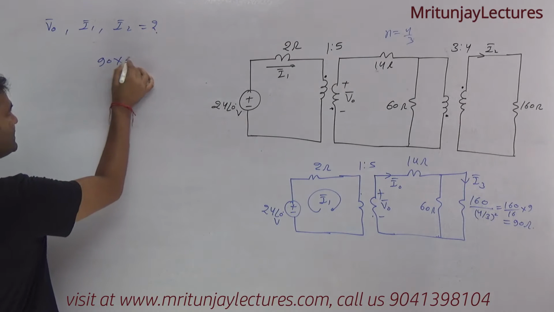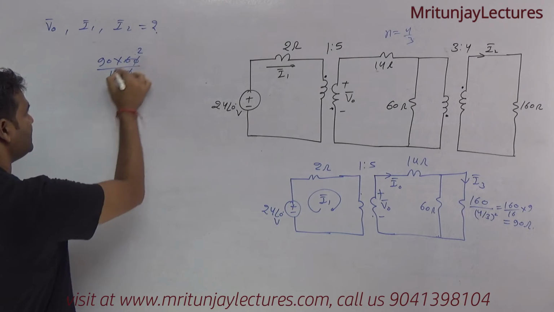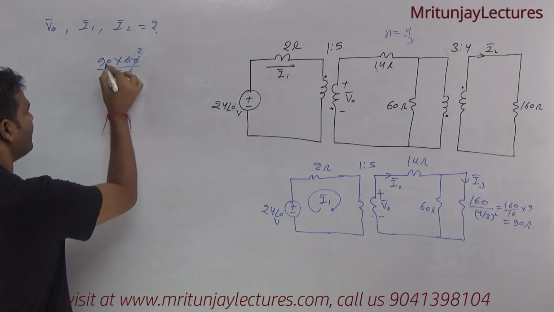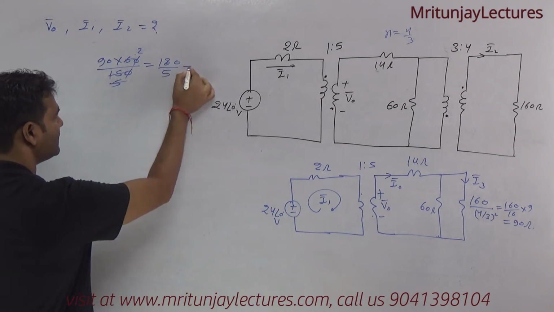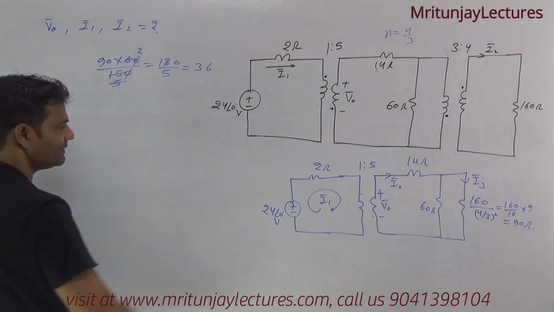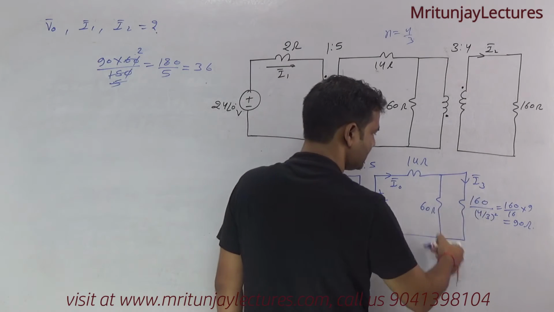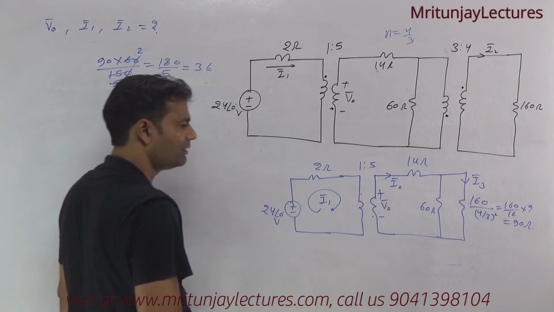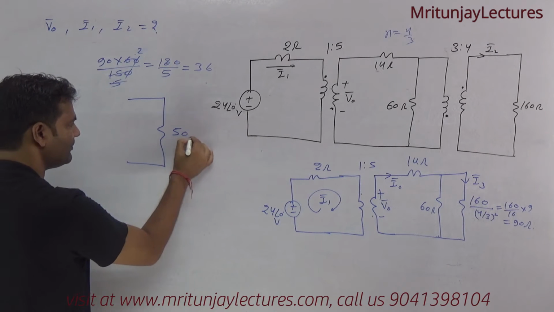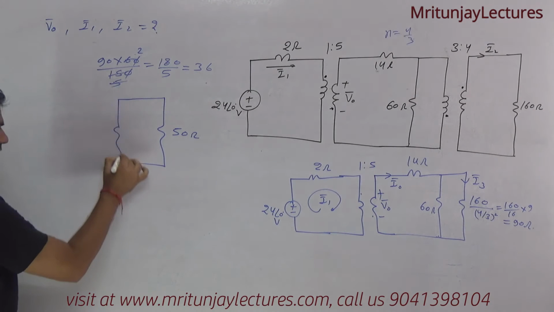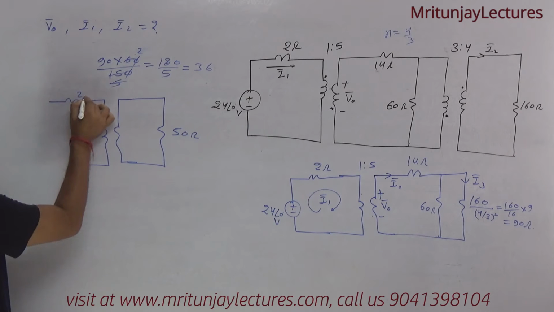So 90 into 60 divided by 150: 3 2s are 6, 3 3s are 9, so 3 5s are 15, and 5 into 3... that is 180 divided by 5, which is 36. This one we got 36 plus 14, that is 50. So finally that is 50 ohm, and this is represented like here and here, that is 2 ohm.